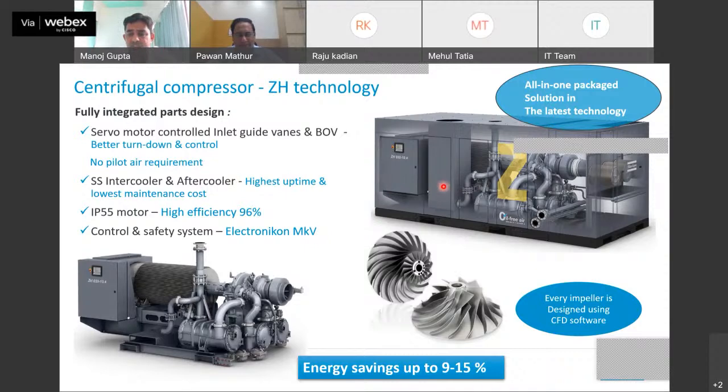Noise level with canopy is in the range of 72 dBA, and without canopy it is 85 dBA. We have SS intercooler and aftercooler, which can give a cooler life of more than 8 to 10 years. We have an IP55 motor, which is high efficiency class, and the control system. And we have the SS impeller, designed using CFD software, computational fluid dynamics, so that we can achieve better turn down.